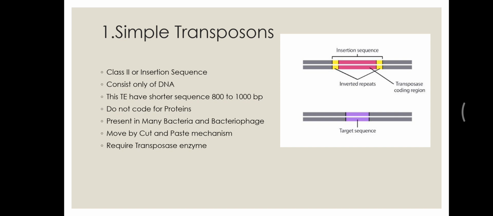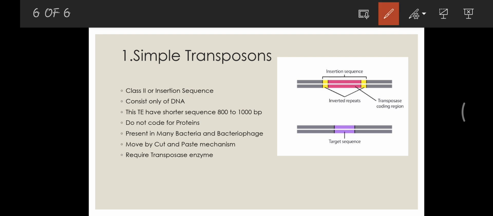Okay, so you can see in the diagram, simple transposons, also known as insertional sequences, the name itself says that it can get inserted into any type of DNA element in the host chromosome. Okay, so simple transposons are also called as class 2 or insertion sequences. They are nothing but the DNA sequences and consist only of DNA element. These transposition elements have shorter sequences, that means you can say 800 to 1000 or 1500 base pairs can be seen in insertion sequences or simple transposons. They do not code for proteins.